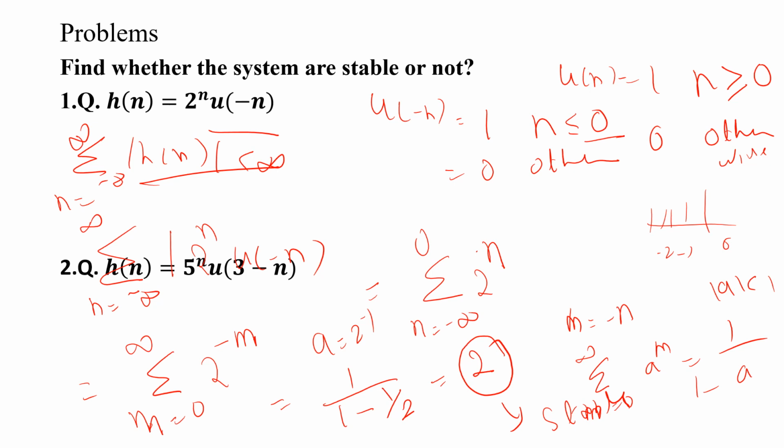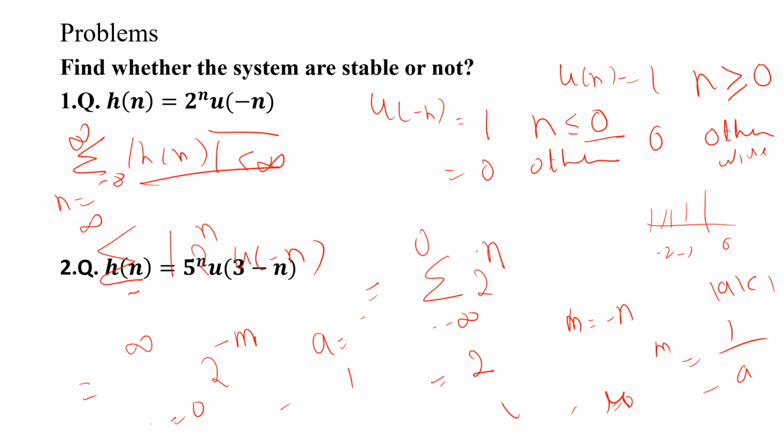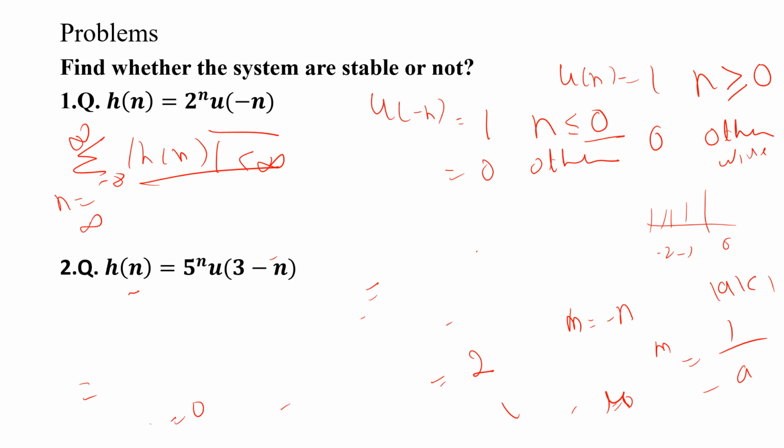what is h of n? H of n is equal to 5 to the power n u of 3 minus n. H of n is equal to 5 to the n u of 3 minus n. So we have to process it in the same way.